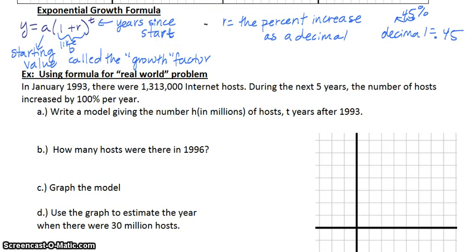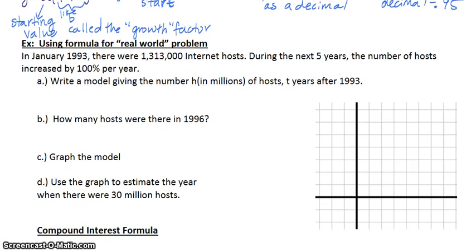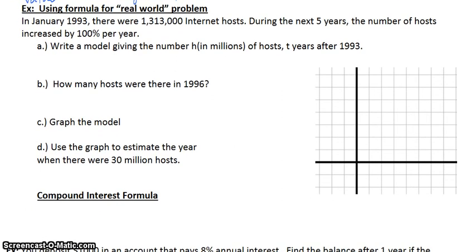All right, let's do an example of this. In January of 1993, there were 1,313,000 internet hosts. During the next 5 years, the number of hosts increased by 100% per year. All right, so here I have my starting amount.